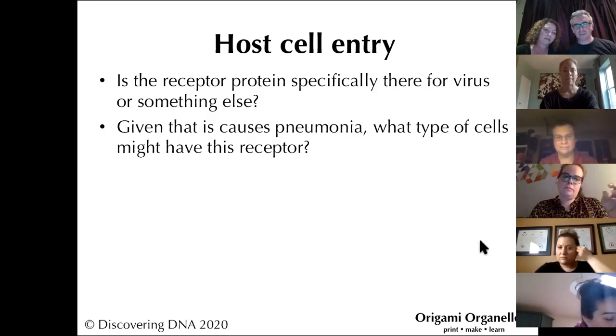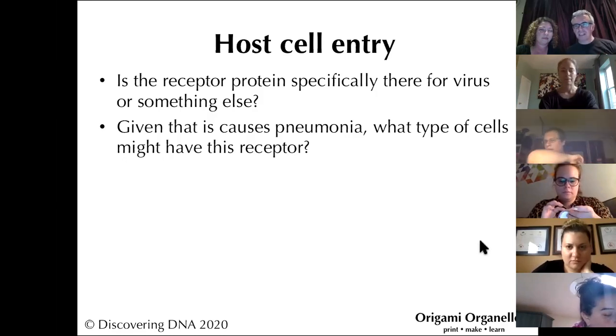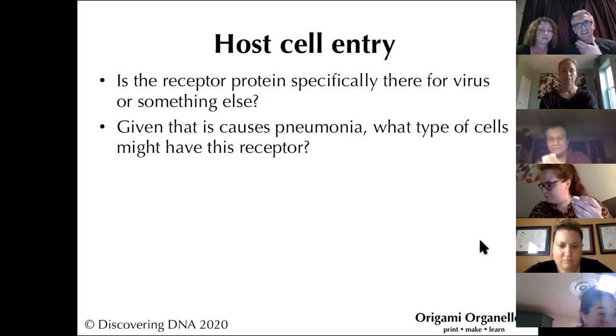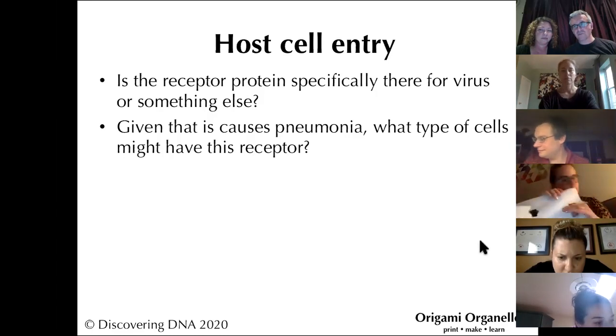And then the other one I've got on here is, given that it causes disease, what type of cells might have this receptor? Obviously it's the lung cells that express this most highly. And this is why this particular virus is very dangerous, because it attacks the lung cells directly. It doesn't attack in the throat or elsewhere. So it goes straight into the lungs, and this is why it causes so many problems for people.